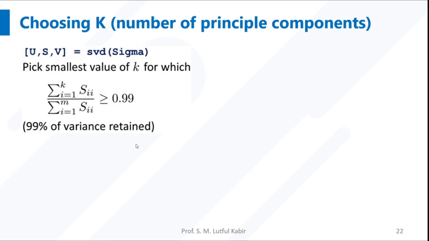So you increase k every time and calculate this ratio, and if it is more than 0.99, then you stop there and the k value is obtained. If this value is greater than or equal to say 0.95, then we call it 95% variance retained. So it is our choice how close we want the projected data to the actual data, and we decide accordingly. The normal value is 0.95 to 0.99.